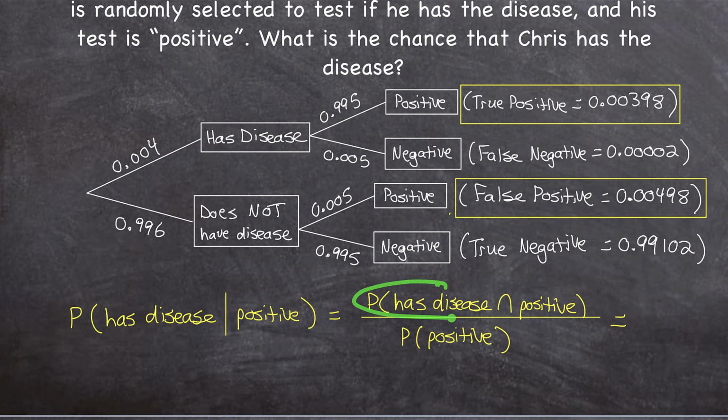The probability that he has the disease and tested positive, that's this probability right here. And then the probability that he tests positive, well, there are 2 different positive tests, a true positive or a false positive. So the total probability of testing positive would be the sum of these 2 numbers, which is 0.00896. And if we divide those 2 numbers, we get the probability that Chris has the disease to be 0.4442.